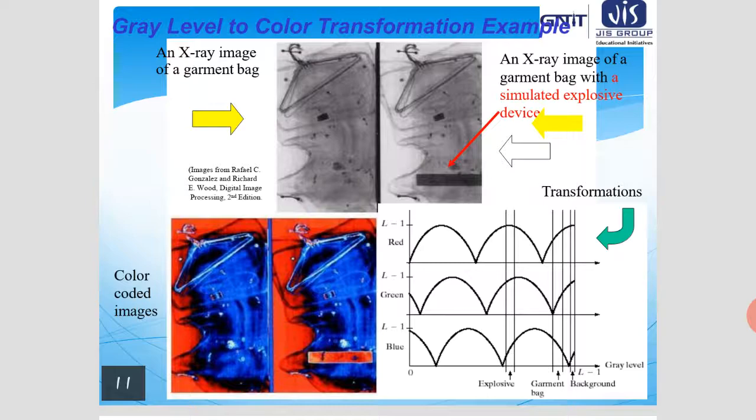From the grayscale image it is not very clear to us, but if we map the grayscale image into its equivalent color coded image, it is very clear to understand and we can easily distinguish the explosive device from the garment bag. The same grayscale image has been color coded and that is much clearer to us. So this is one example of grayscale to color transformation.